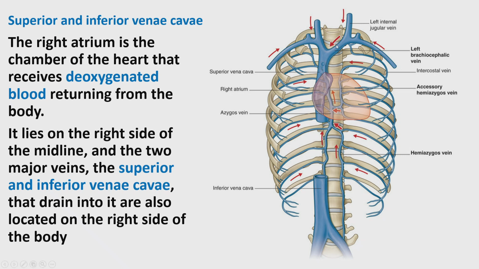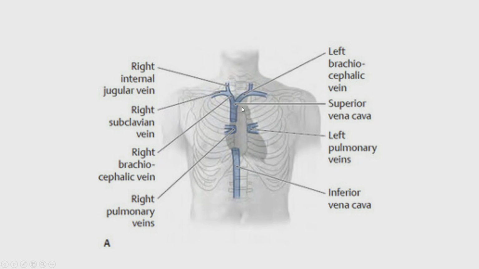It's formed by the junction of the two brachiocephalic veins. In the next slide, you can see that the left and right brachiocephalic veins join together and form the superior vena cava, which further opens to the right atrium.